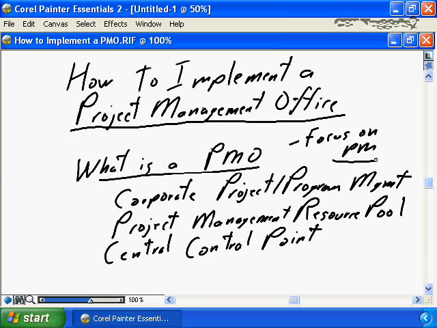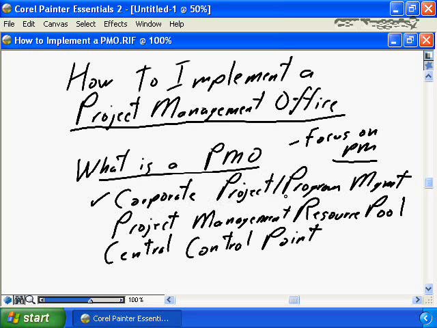focuses on project management. PMOs can come in three main flavors. The first is a corporate project or program management area. The PMO in this instance is an organizational unit that's focused on consolidating and coordinating all of the project management and program management information to ensure that the company has a complete picture of all projects, how they're doing, how the projects integrate, and how the projects are working together.